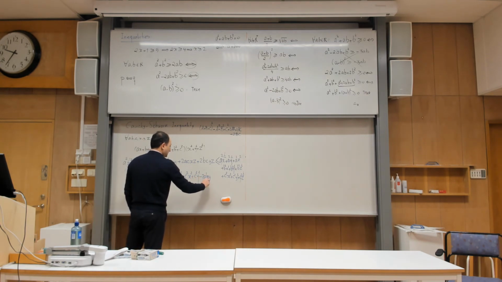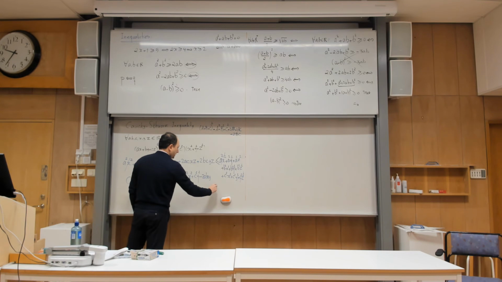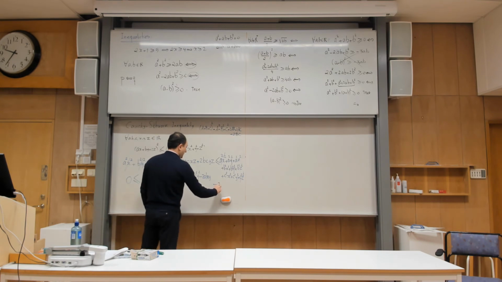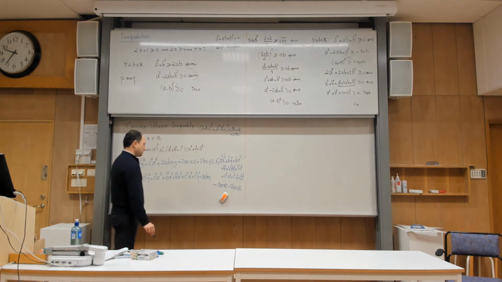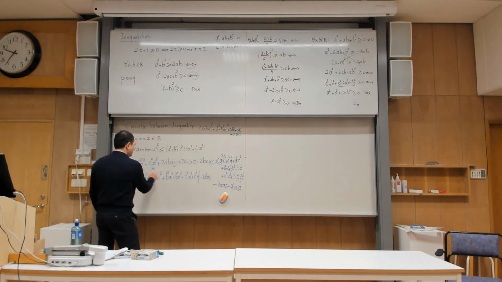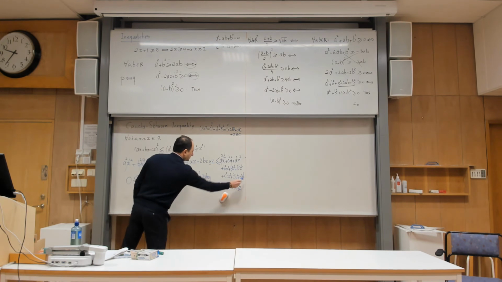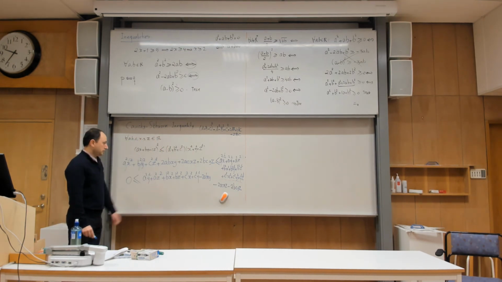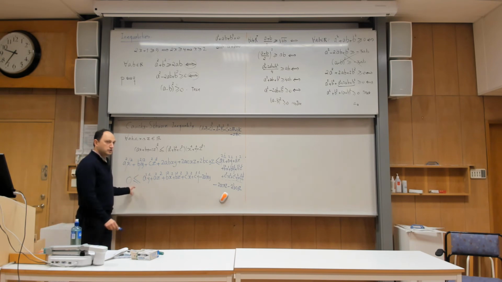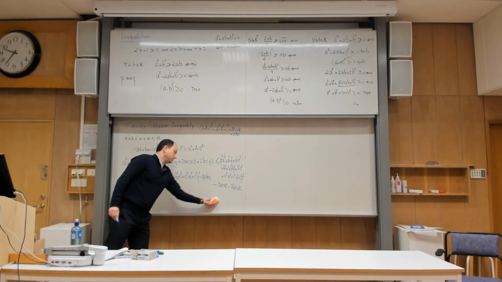2abxy, minus, let me write here, minus 2acxz, and then minus 2bcyz. Yes. So let me draw a line here. So 0 is less than or equal to this combination. But is this guaranteed to be true? If yes, why?